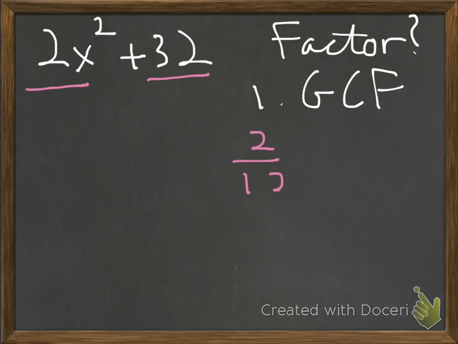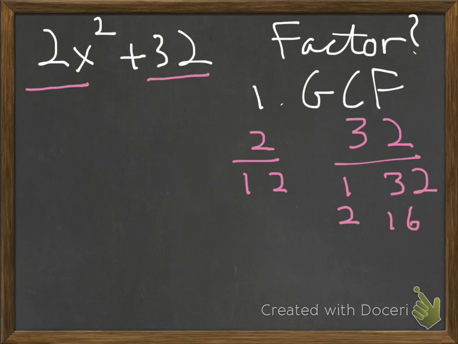Okay, so we have 2. 1 times 2 is 2, and that's really the only thing that we can do there. And the factors of 32, let's just go down the list. We'll start off with 1. 1 times 32. 32 divided by 1 is 32. It is even, so 32 divided by 2 is 16.